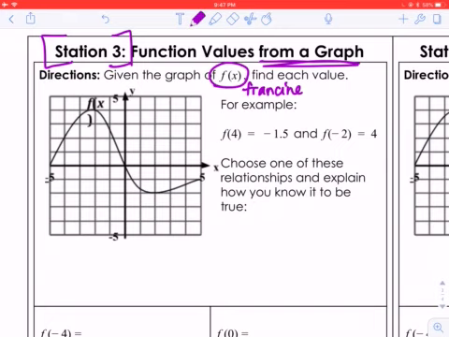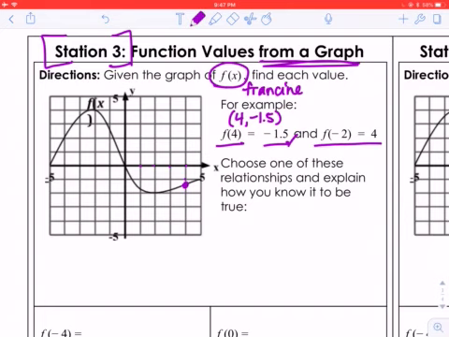So for example, f of 4 equals this number, negative 1.5. That's like the point 4 comma negative 1.5 is on the graph. So I could check that out. I'm going to go over 1, 2, 3, 4. And then we go down 1.5, and I see that that point is right there. So I could say, yeah, that one's on the graph.